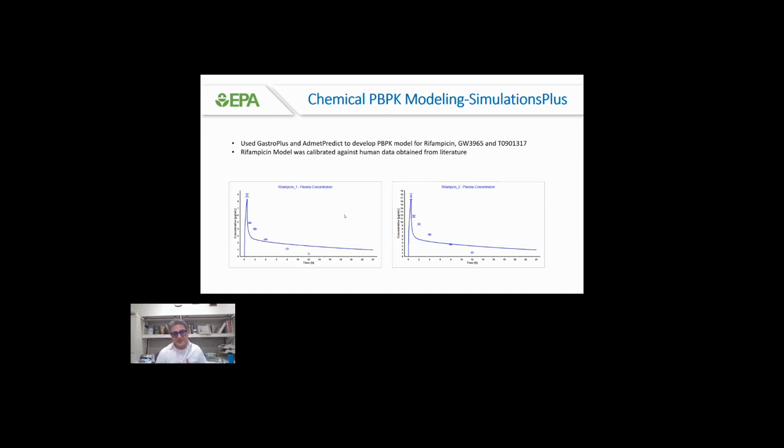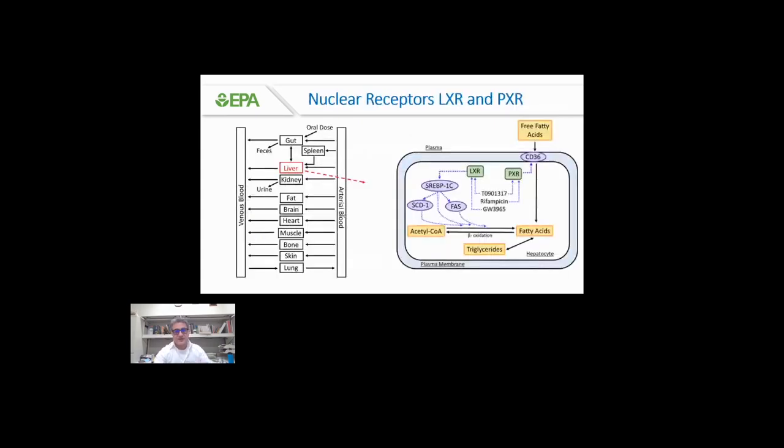For the other two chemicals, T0 and GW, there's no data available because they're synthetic chemicals that were used in in vitro studies, but we could not find any time course data for the plasma to help us verify the models. Nonetheless, we used GastroPlus and ADMET Predictor to give us predictions and estimates that we can use for our in vivo to in vitro extrapolation for these two chemicals.